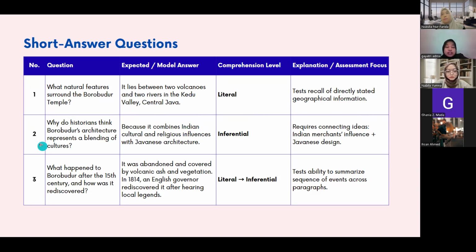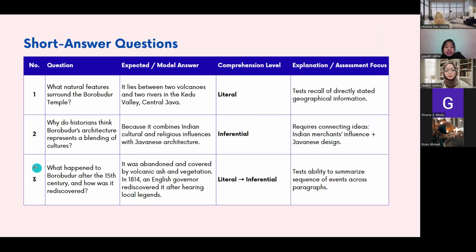And then the second one, why do historians think Borobudur architecture represents a blending of cultures? Our students are expected to answer like, because it combines Indian culture and religious influences with Javanese architecture. And this question assesses another level, inferential, so it requires the students to connect the idea of Indian merchant influence with the Javanese design.